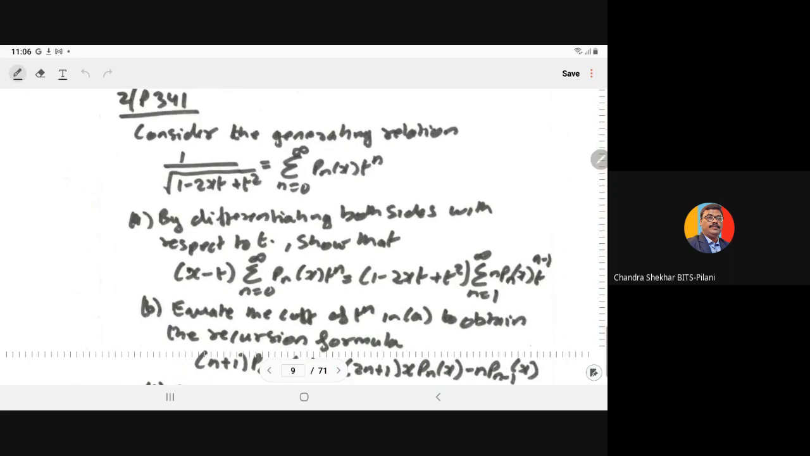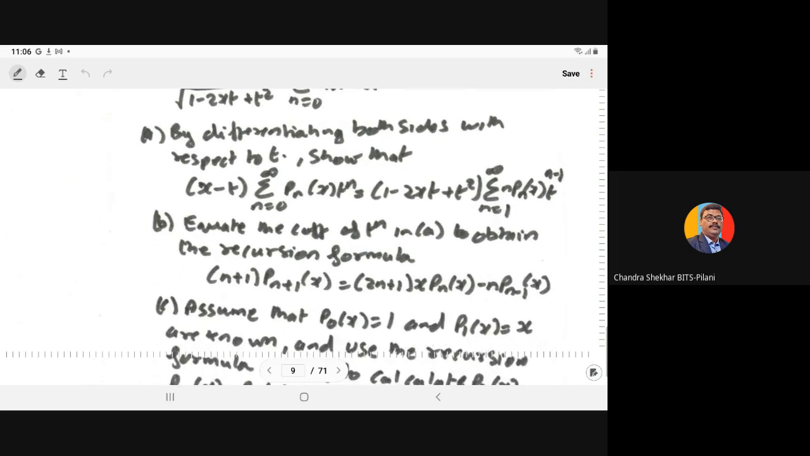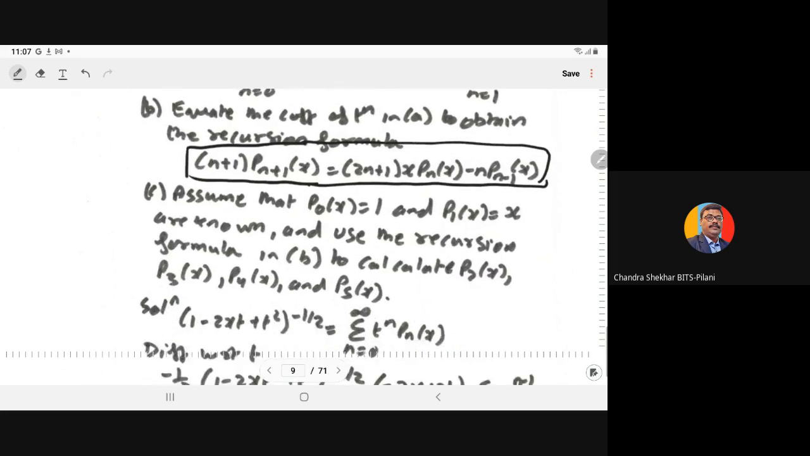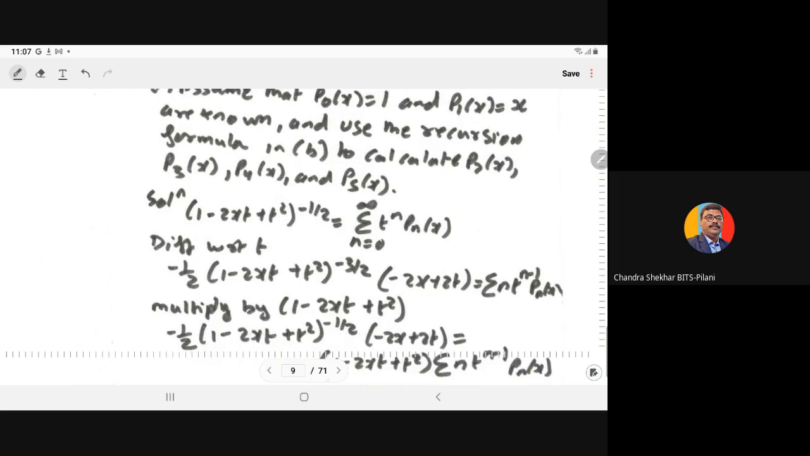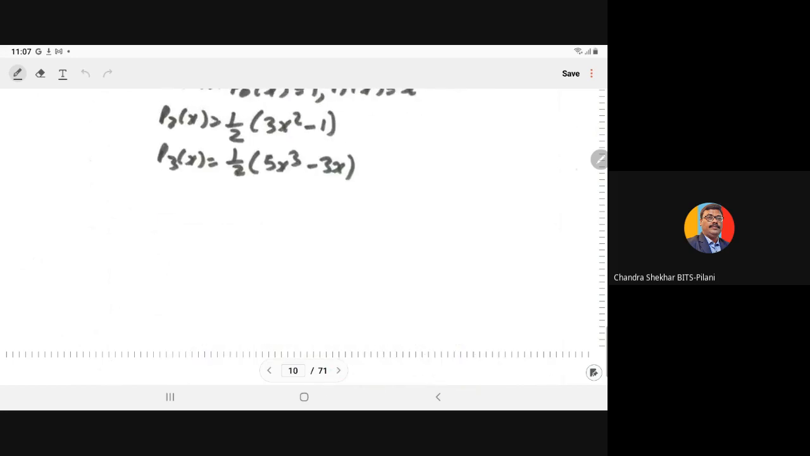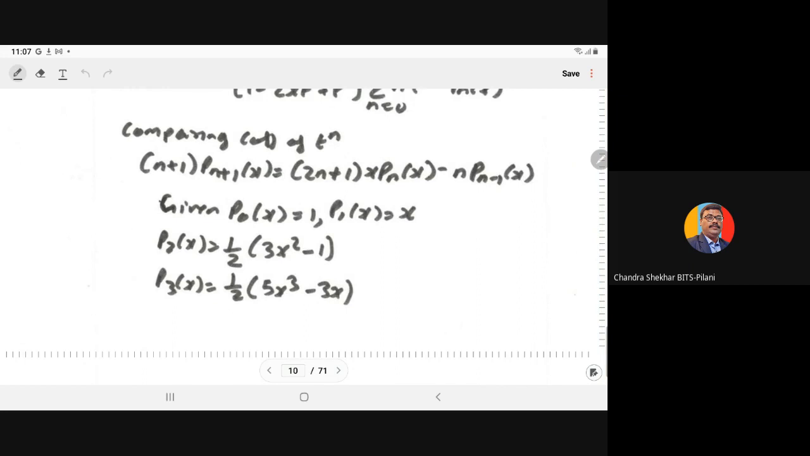Then using the generating function, we have derived the important recurrence relation: (n+1) P(n+1) is equal to (2n+1) x Pn(x) minus n P(n-1)(x). So this is another important result or recurrence relation we have derived in the previous class. And from the recurrence relation also, we can derive the same thing whatever you can derive from the Rodrigues formula, right? All order polynomials we can derive.